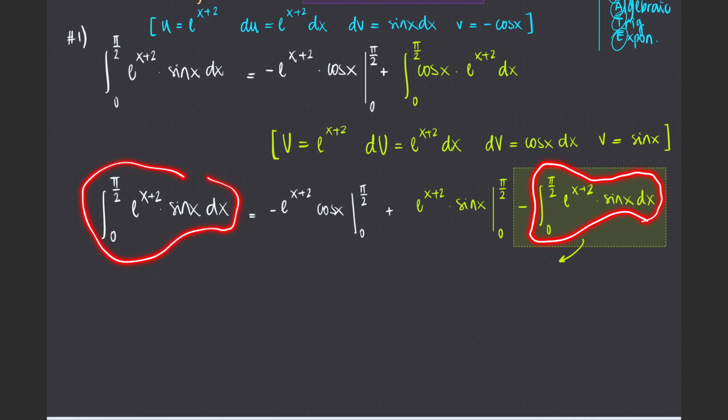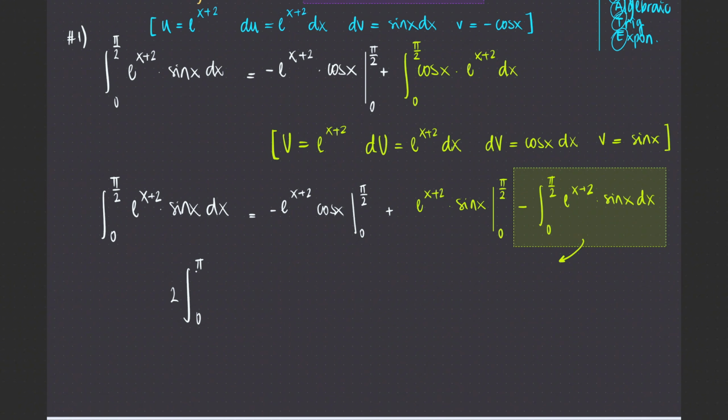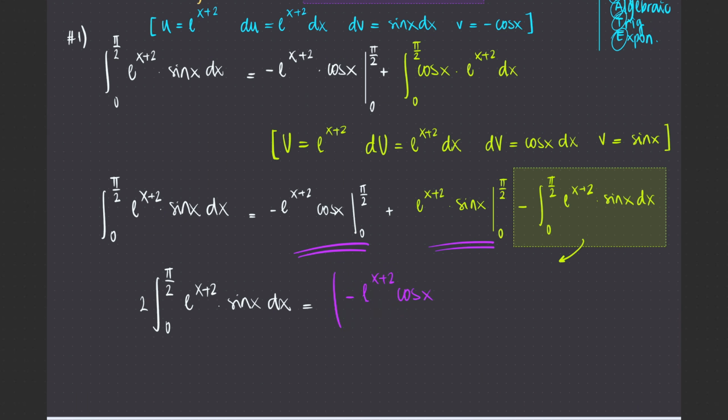and given that this integral is exactly the same as this one, we have not 1 but 2 times the integral from 0 to pi over 2 of e to the x plus 2 sine of x dx. We still have left on the right hand side this and this, which are both evaluated from 0 to pi over 2, so we can just place everything inside a set of parentheses and evaluate it from 0 to pi over 2.